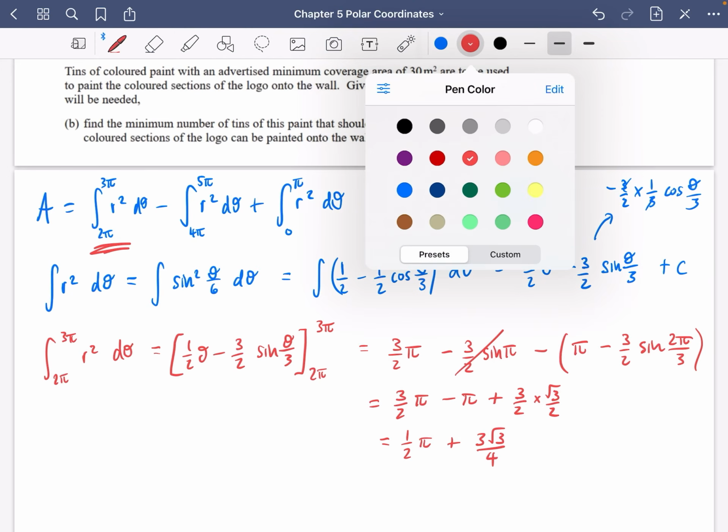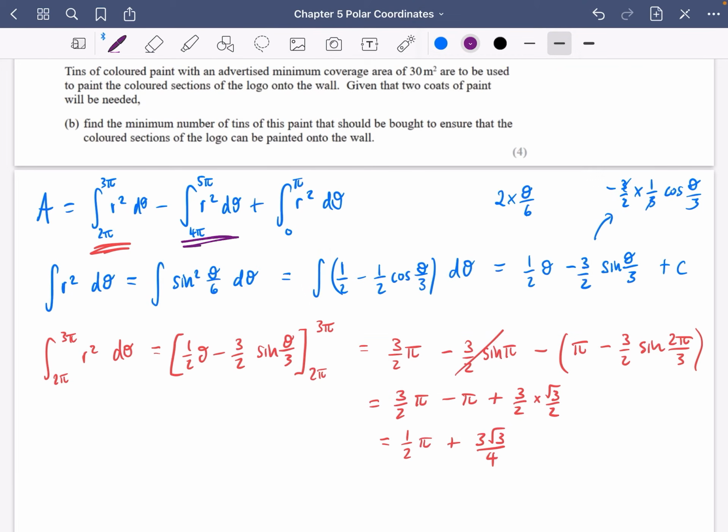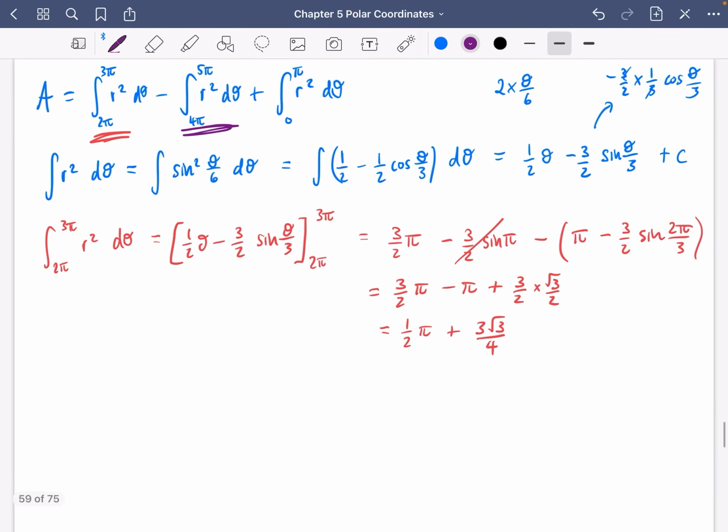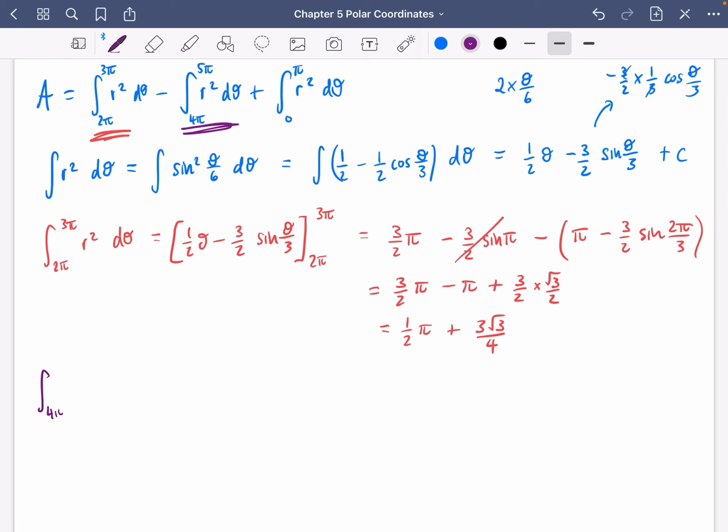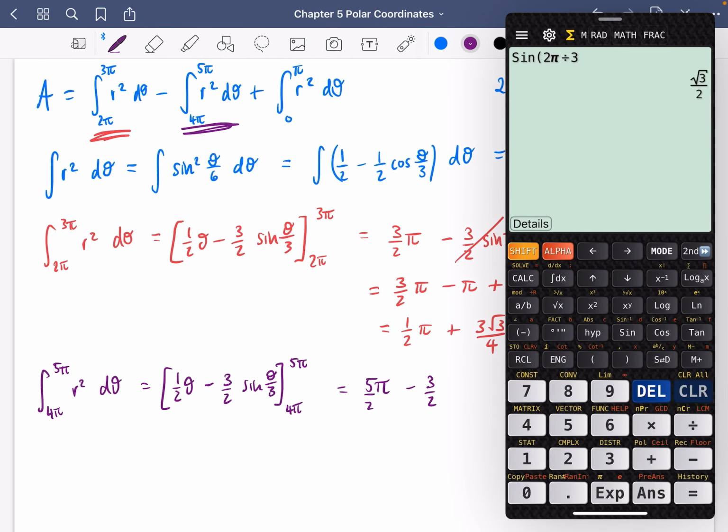Okay, let's do the next bit in a different color. Let's do purple for this bit, which we're going to be subtracting. So we're going to do the same thing, but between 4 pi and 5 pi of r squared. So subbing in 5 pi, I'm going to have 5 over 2 pi minus 3 over 2 times by the sine of 5 pi over 3. So the sine of 5 pi over 3 is minus root 3 over 2.